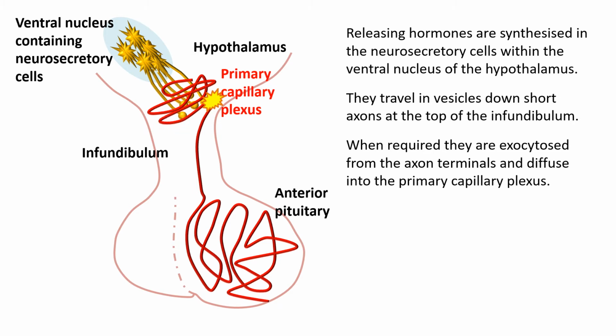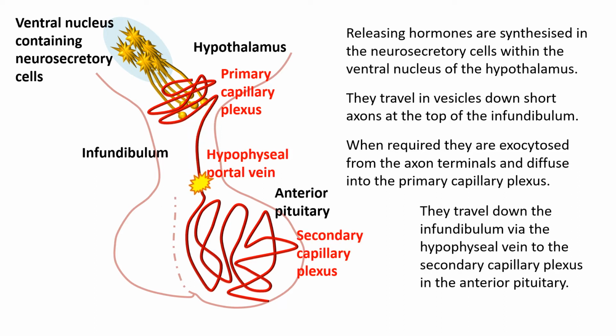When required, they're exocytosed from those axon terminals, and then they diffuse, so they're let loose into the intracellular fluid, they diffuse into capillaries. These capillaries form the primary capillary plexus. This is a specialized little circulation related to the hypothalamic-pituitary axis. So they're exocytosed from the axon terminals, and then they diffuse. Oh, there's a capillary. I'll diffuse into there, get into this nice little blood supply that's been provided for me that forms this primary capillary plexus. Plexus just means network.